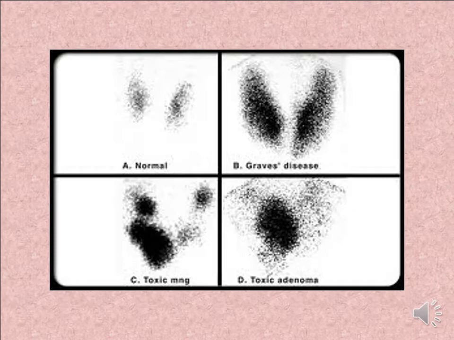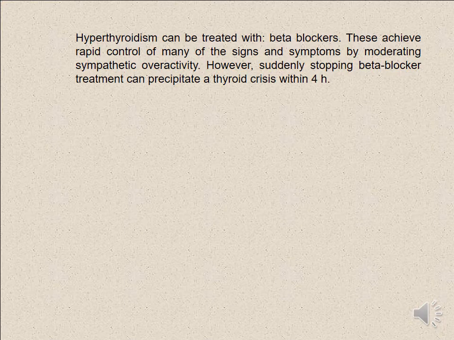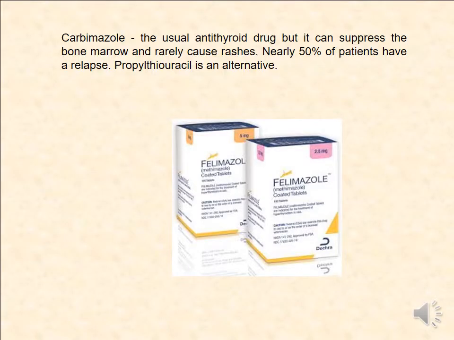Hyperthyroidism can be treated with beta blockers. These achieve rapid control of many of the signs and symptoms, moderating sympathetic overactivity. However, suddenly stopping beta blocker treatment can precipitate a thyroid crisis within 4 hours. The most important drug is carbimazole, the usual anti-thyroid drug, but it can suppress the bone marrow and rarely causes rashes. Nearly 50% of patients have a relapse.